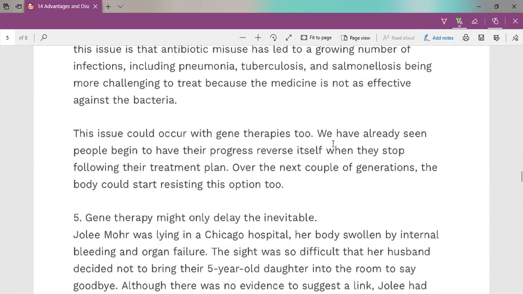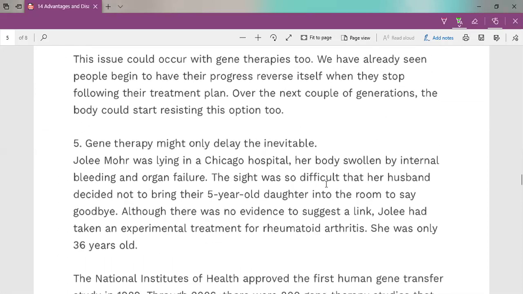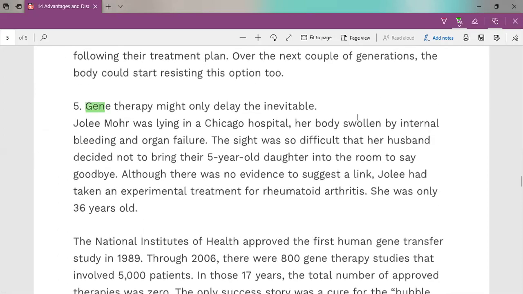This issue could also occur with gene therapies too. We have already seen people begin to have their progress reverse itself when they stop following their treatment plan. So over the next couple of generations, the body could start resisting this option too. Another con they say is that gene therapy might just be delaying the inevitable.